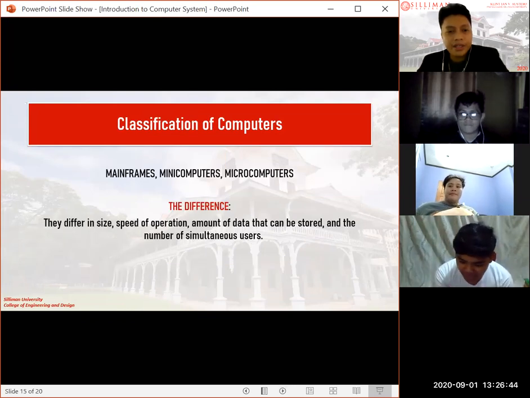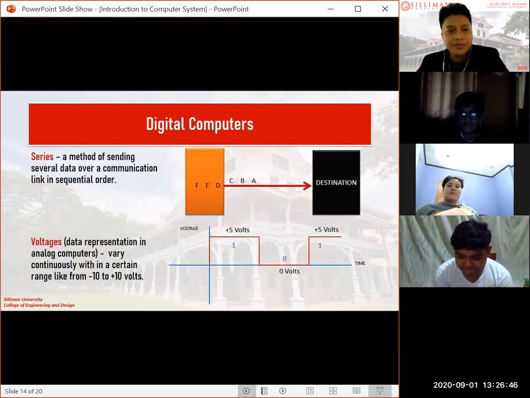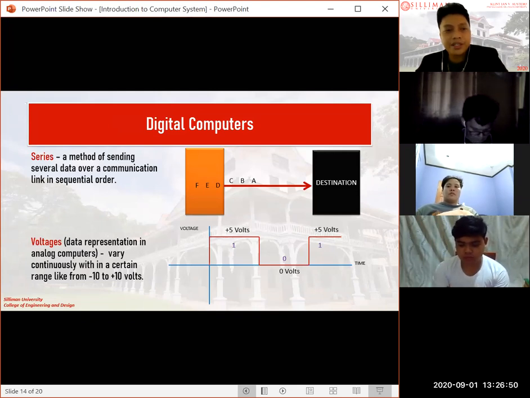So again, in this case, instead of voltages, it is already in states. When we deal with states, it means that it is already in ones and zeros. Okay.